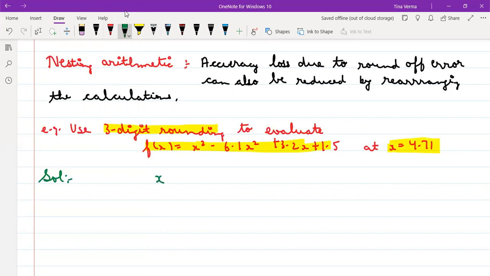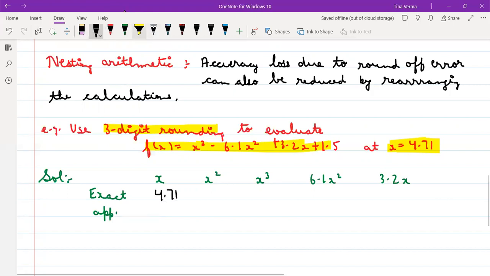One is x, which is given to you. Next you have to also calculate x square. You have to calculate x cube. You have to calculate 6.1 into x square. You also have to calculate 3.2x, right? So I am writing the exact here, and here I am writing the approximate so that we can use it. Now in the exact, 4.71 already has 3 digits. It has 3 significant digits, okay? So that means we need not round off.